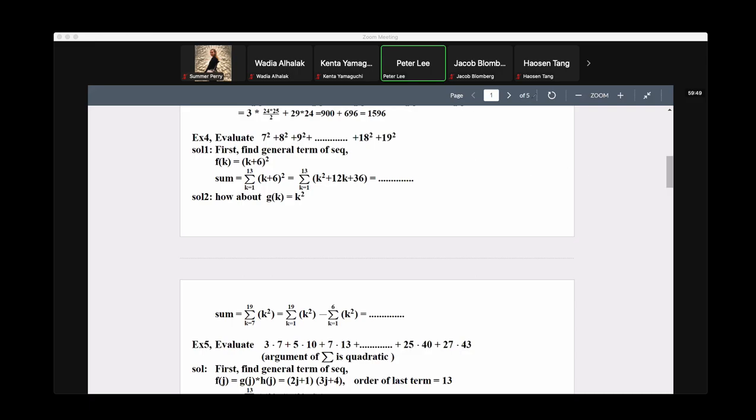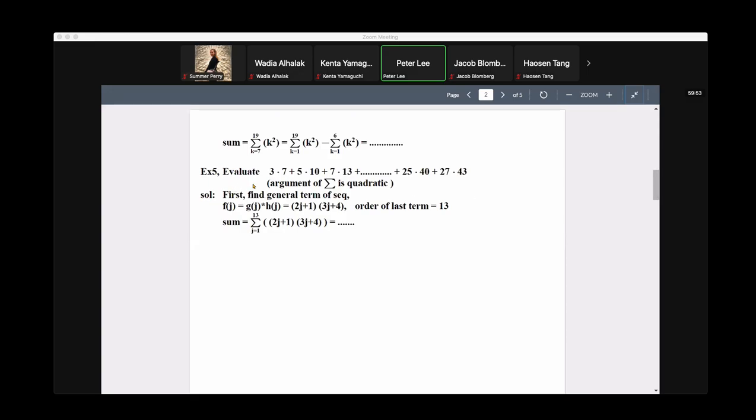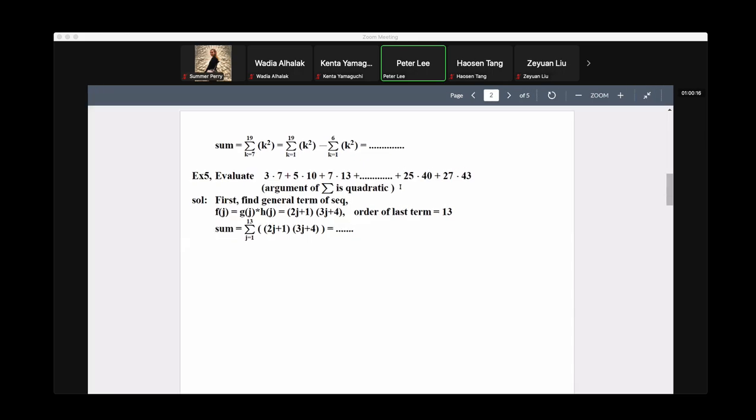Now let's look at example 5. This is what we have here: 3 times 7 plus 5 times 10, then all the way to 27 times 43. And here I put a condition: the argument of sigma is quadratic. What that means is the general term is quadratic.